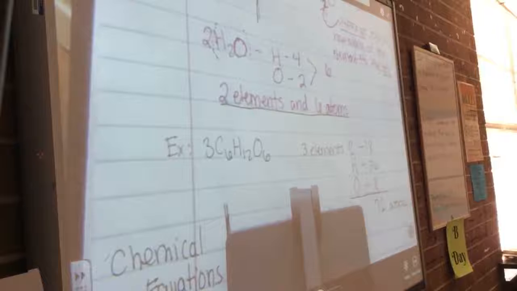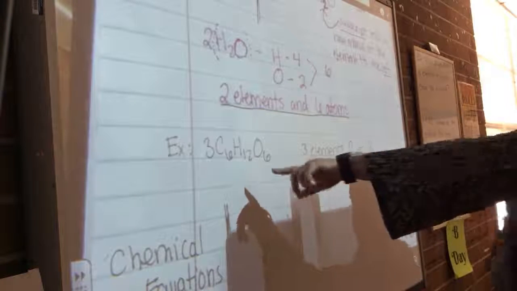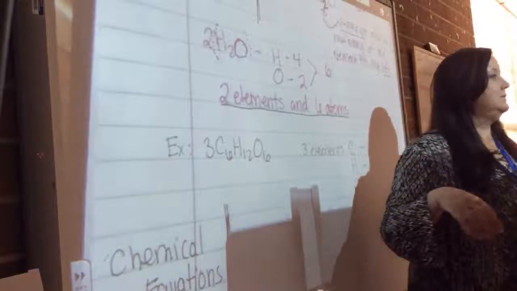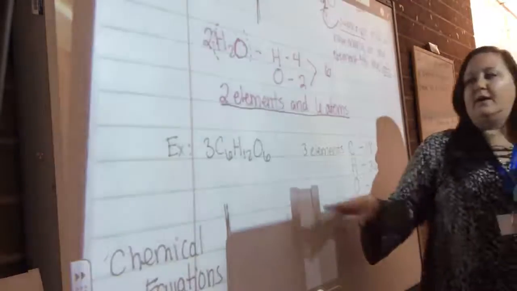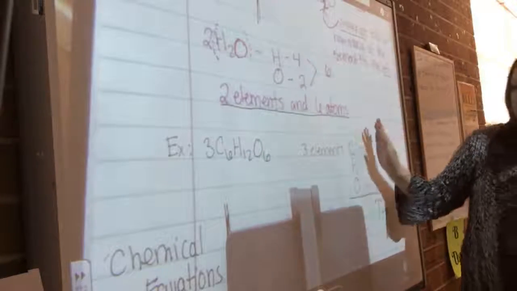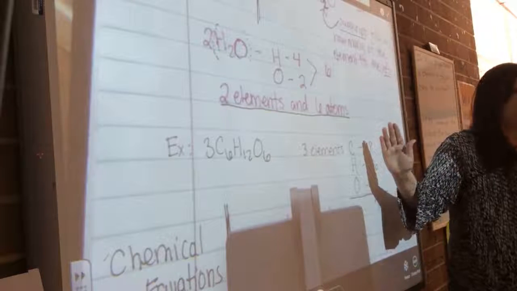All right, I gave another example. 3C6H12O6. We know C6H12O6 is glucose. And because we have a coefficient of 3, that's telling me we have 3 molecules of glucose. So now I need to do my pretend parentheses and do the distributive property. I have 3 elements. I have carbon, I have hydrogen, and I have oxygen. So only 3 elements.